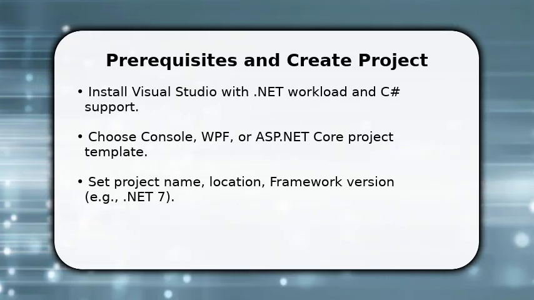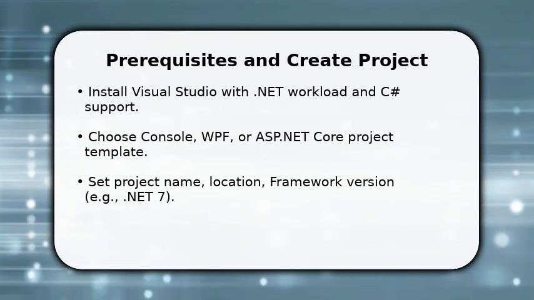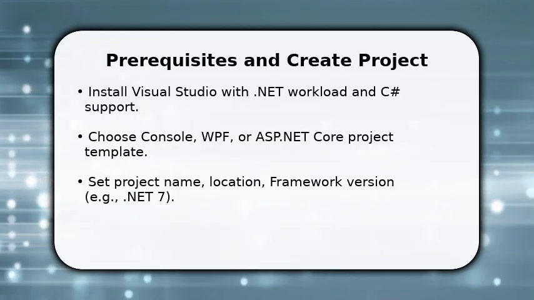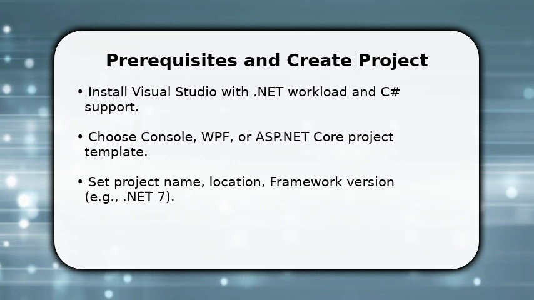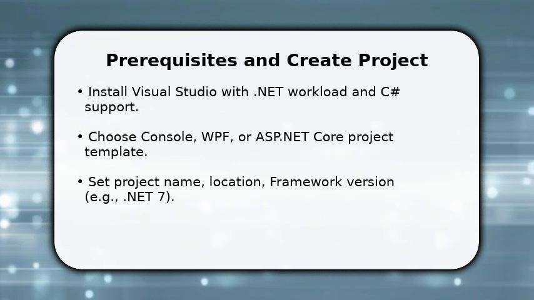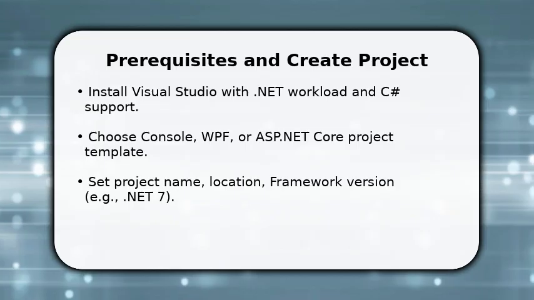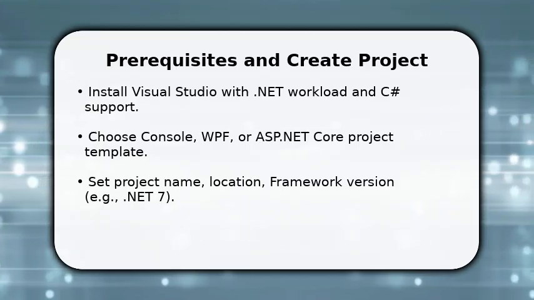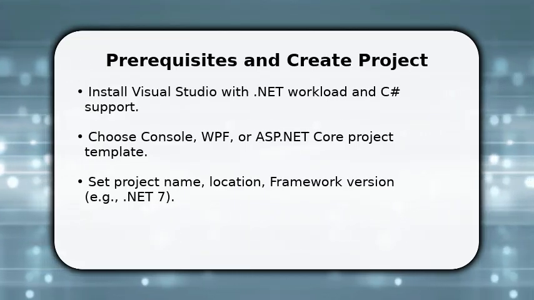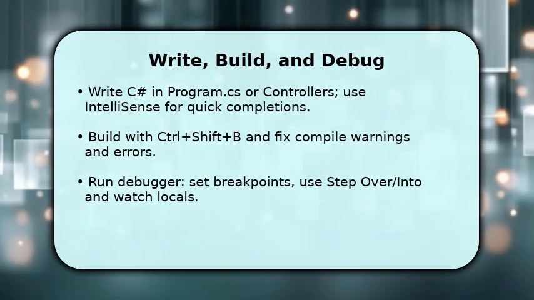Once done, Visual Studio scaffolds files and opens Program.cs or Startup.cs. Make sure to enable Git if you want version control. Otherwise, proceed to the editor where your first C# file is ready to edit. You now write and refine code using IntelliSense and code snippets to speed typing.